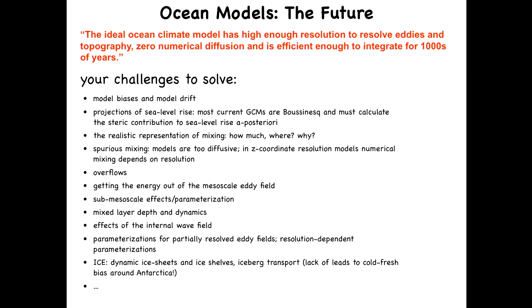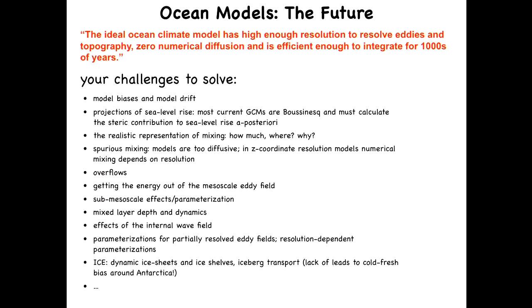And if you have convergence, the layers thicken. If you have divergence, the layers thin. Okay? So that's a perfectly acceptable way to run an ocean model, to use an entirely Lagrangian coordinate. Okay? But it doesn't work at the surface, and it doesn't work at the bottom.